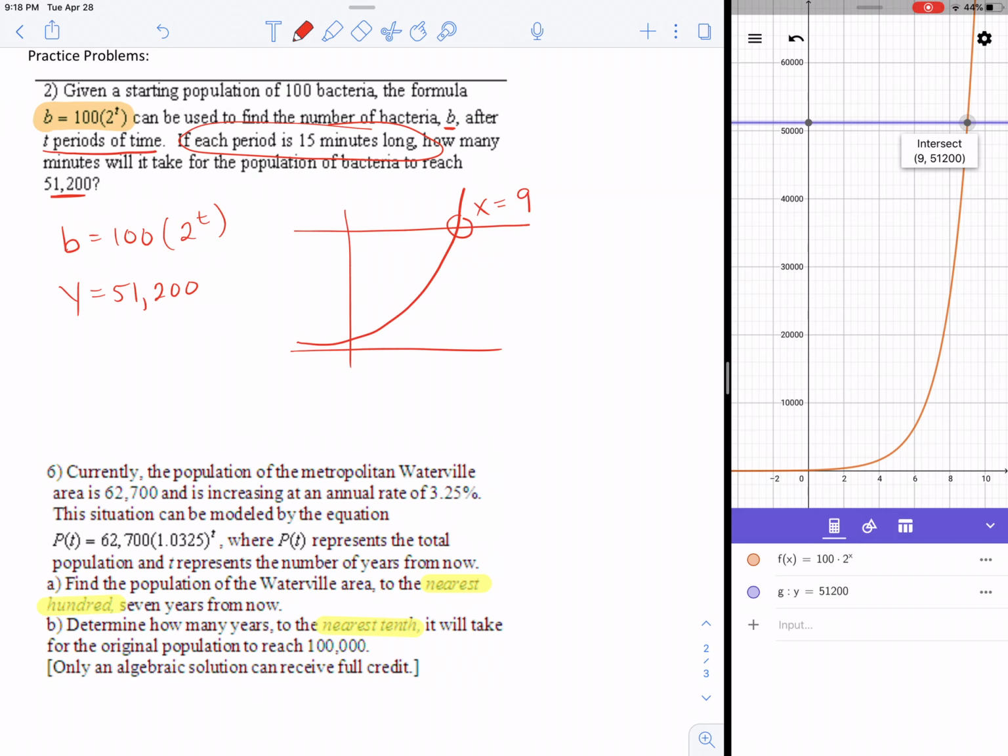But going back to what it said before, that x value or the t value is the number of time periods, and each time period was 15, so you actually have to do 9 times 15, just a little extra, which is 135, I believe. So 135 minutes would be the final answer.